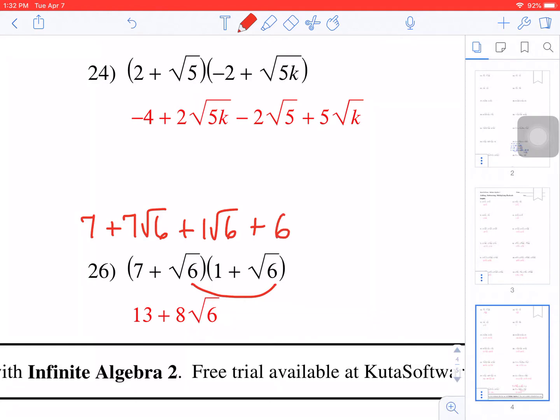Now, this time around, I actually do see some like terms. The square root of 6 and the square root of 6 have the same radical part, so we can actually combine those. Same thing with good old 7 and 6 here. So the sum of 7 and 6 is 13. And then 7 square roots of 6 plus 1 more square root of 6 is just 8 square root of 6. It's like the square root of 6 acts like a variable. We just kind of bring it along for the ride.